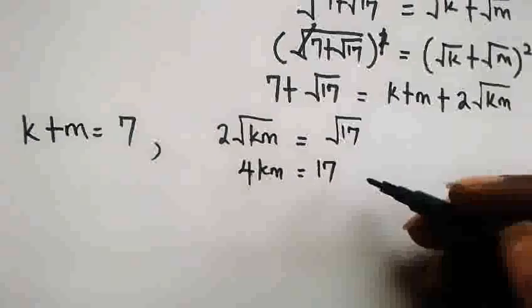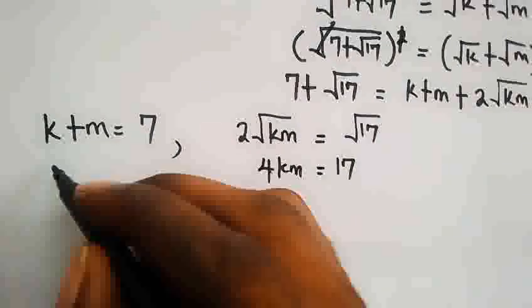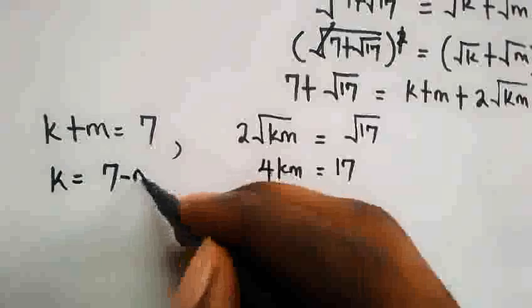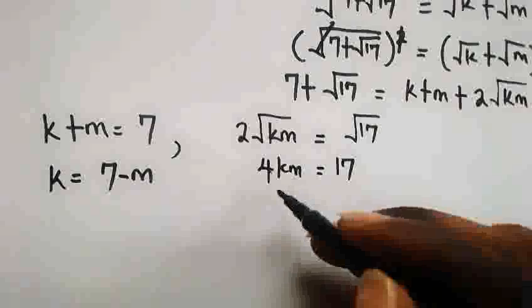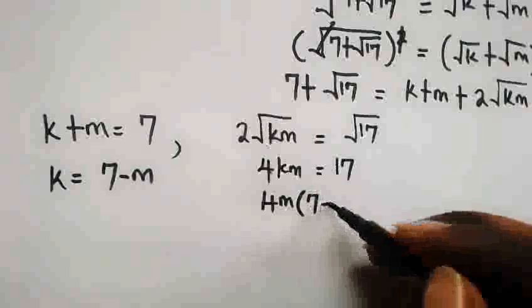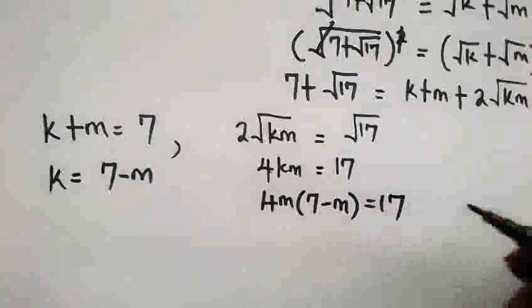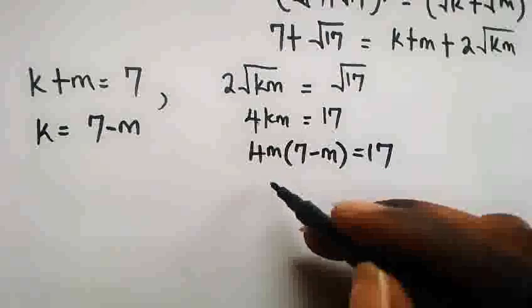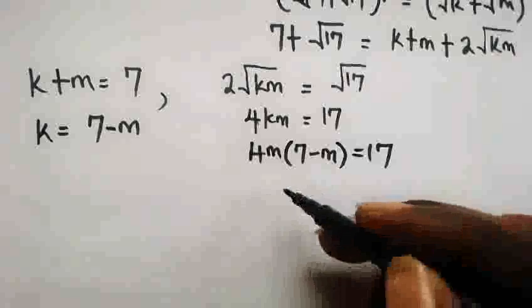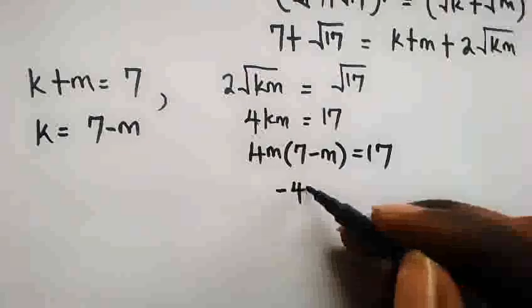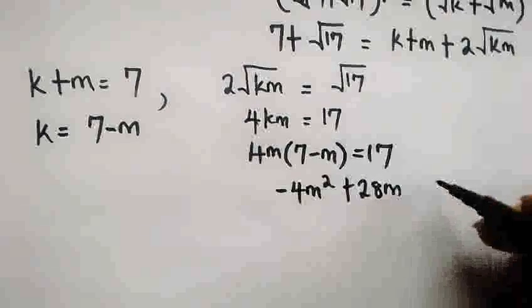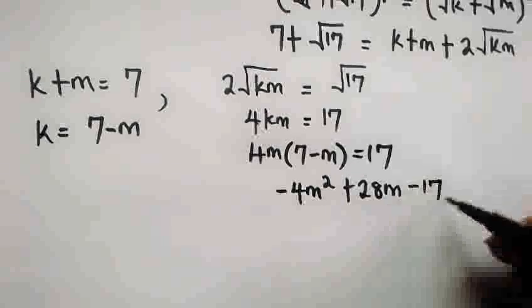Okay, now from this equation here, we have that k is equal to 7 minus m. So we're going to substitute this here. So we have 4m times (7 minus m) is equal to 17. Expanding this and opening the bracket, and simplifying, we have minus 4m squared plus 28m, then minus 17 is equal to 0.